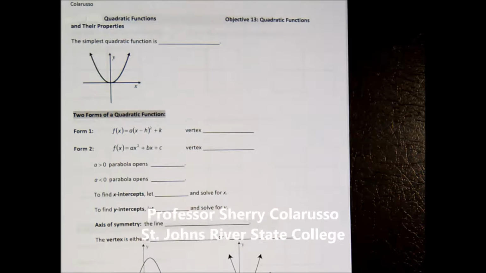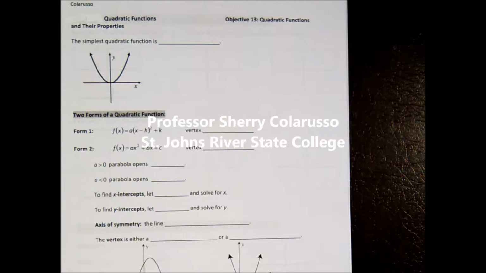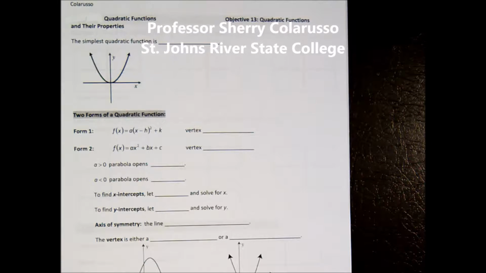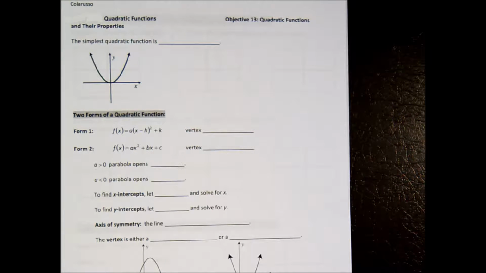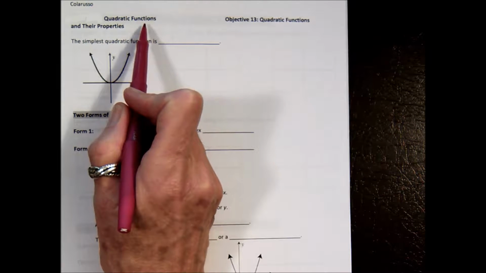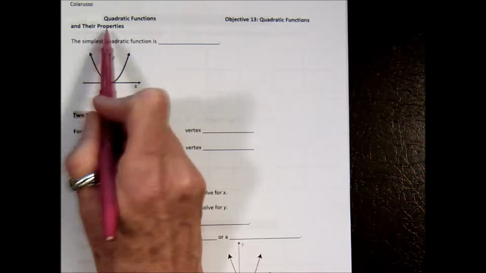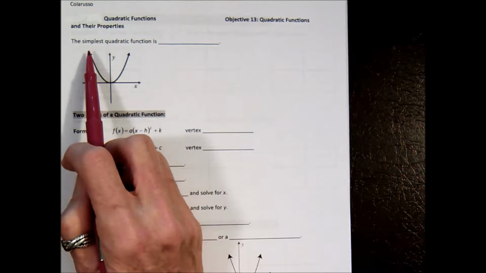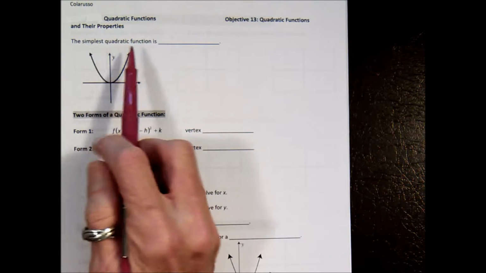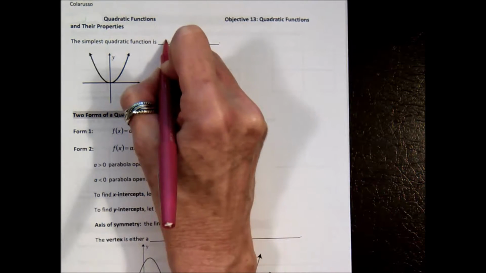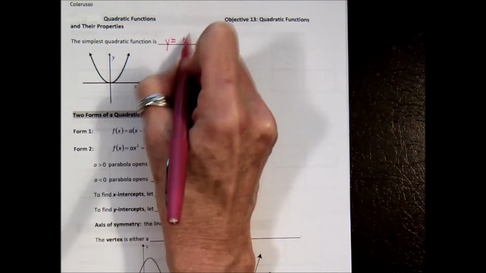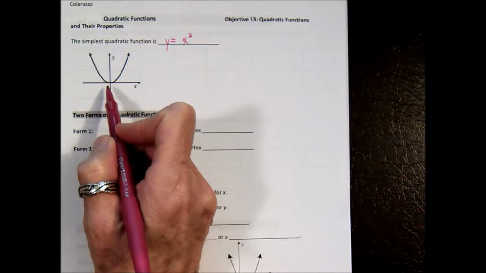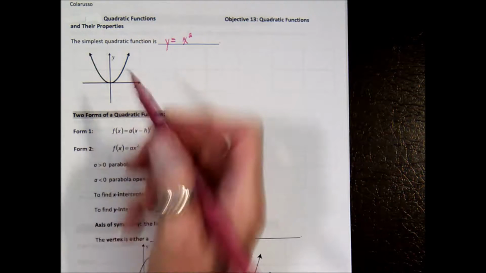So far, we've looked at analyzing general graphs. We've looked at analyzing graphs that are functions. Now we're really going to focus in on one particular function, and that is the quadratic function. So we'll be looking at quadratic functions and their properties. If you'll remember from prior sections, the simplest quadratic function, the parent function, is y equals x squared. And there we have that function right there.